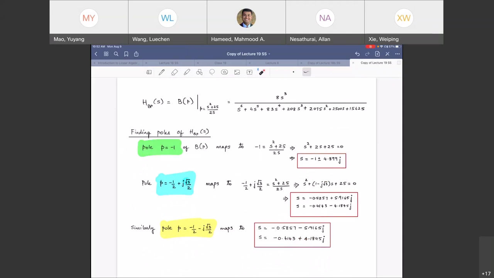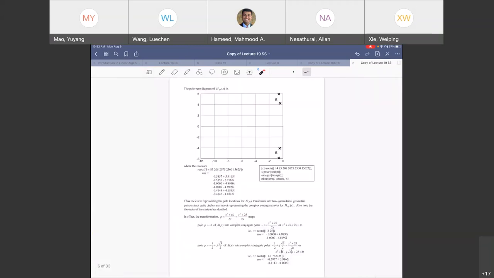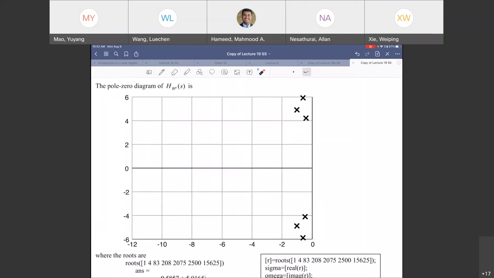Okay, next. So we've got two poles for the first pole in low pass. For the second one, we got two. For the third one, we got two. In total, we got six. Where are they? Right here. They are all in the left half plane.